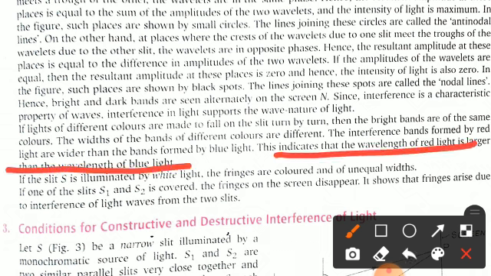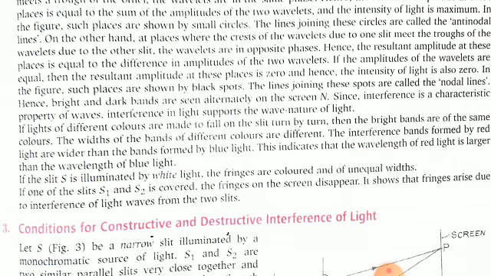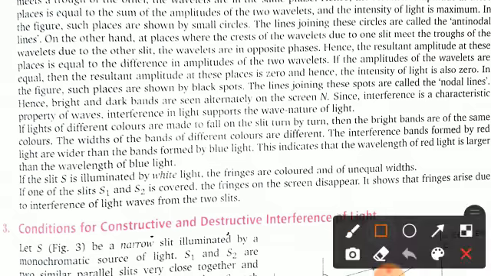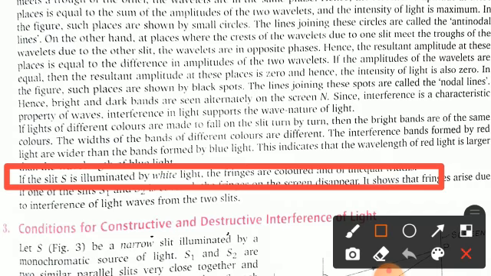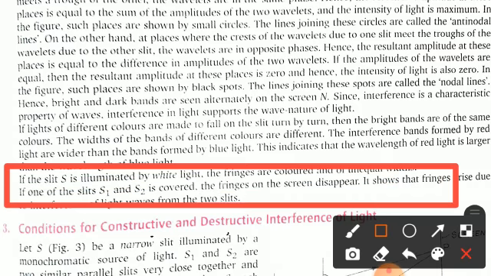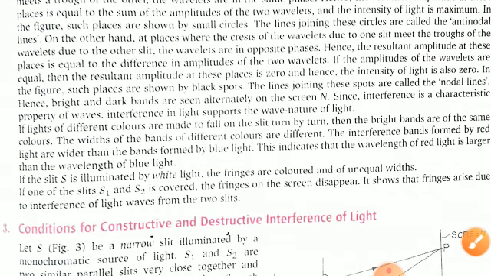If the slit S is illuminated by white light, then what happens? The fringes are colored and of unequal width. This is the important line, you have to note this down. What happens if the slit is illuminated by white light? In that case, the fringes are colored and of unequal width.